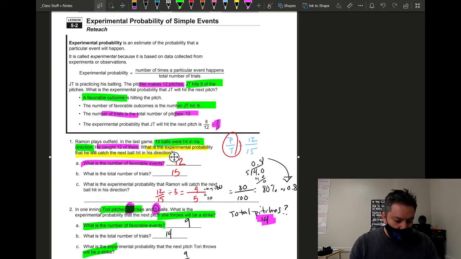So without further ado, we're going to continue talking about experimental probability, but then it's going to be about compound events. And we're going to talk about that in the next video.